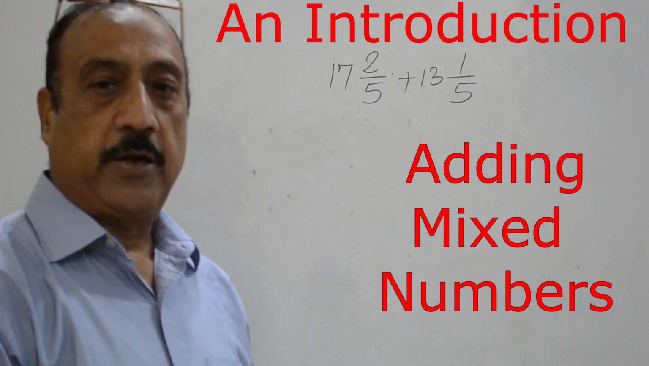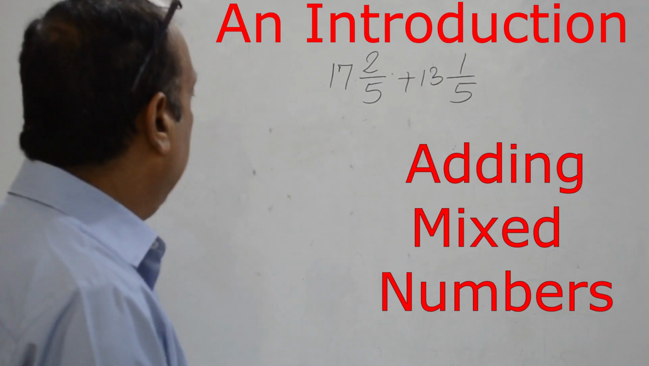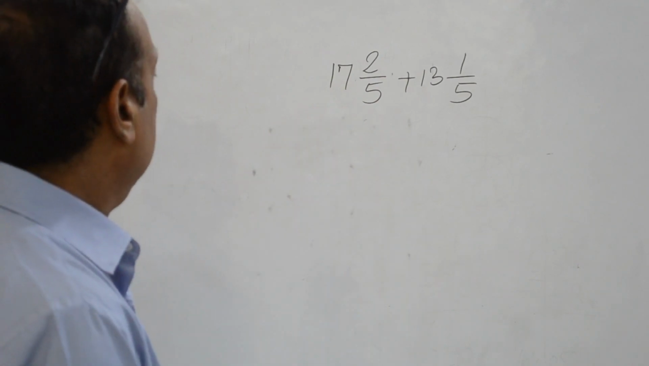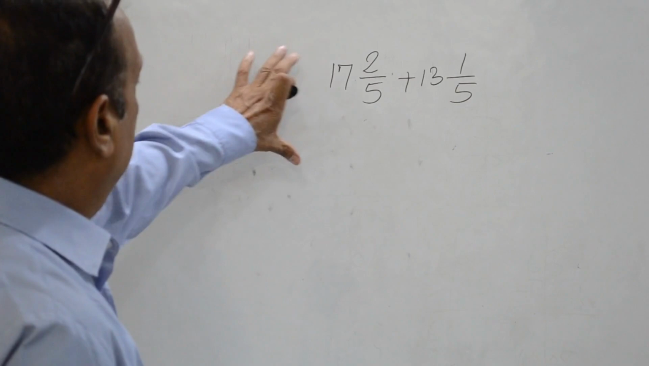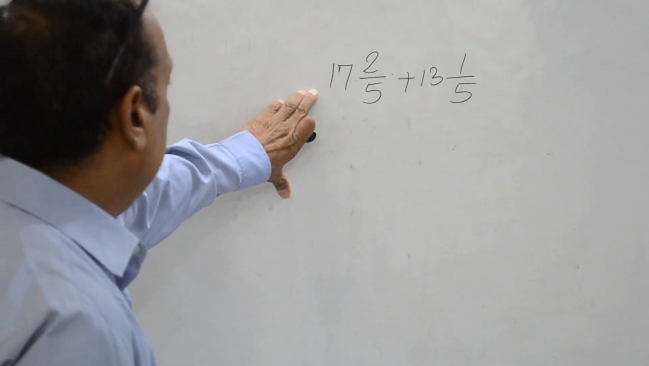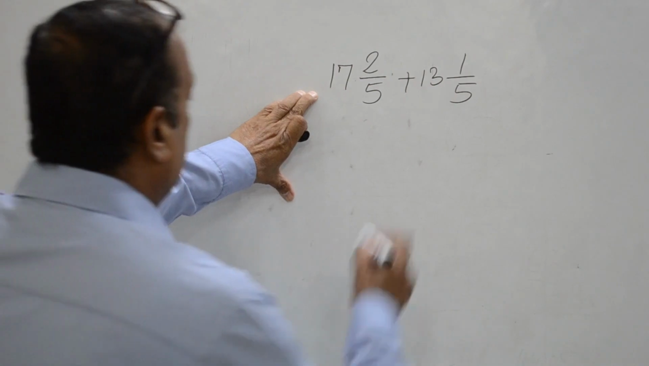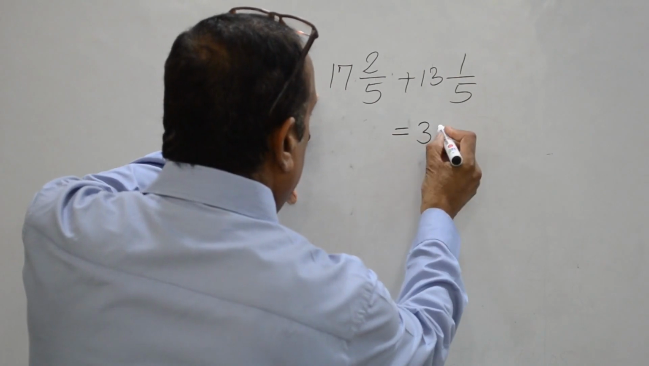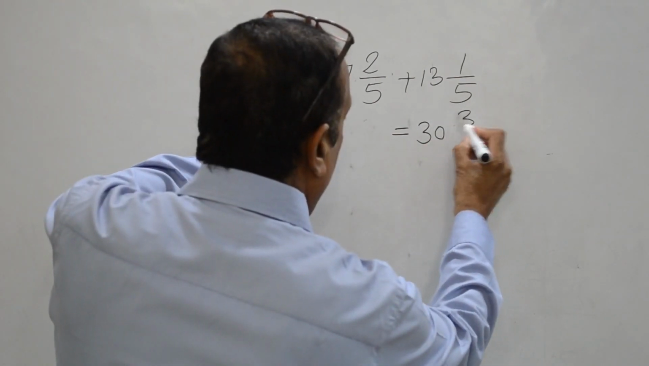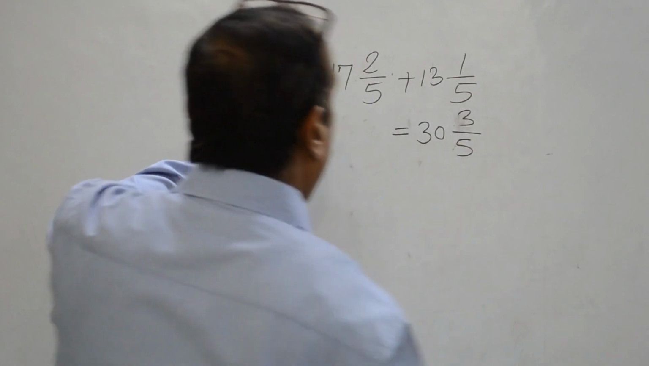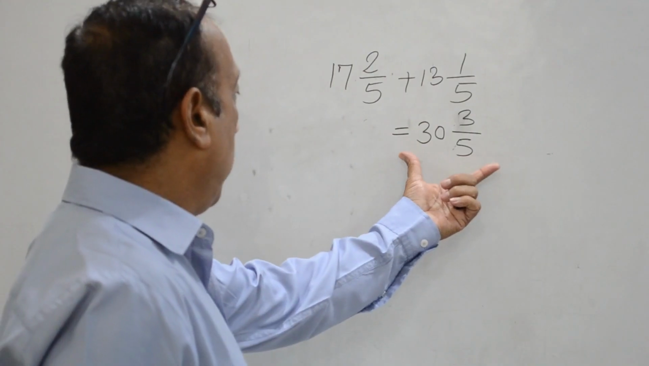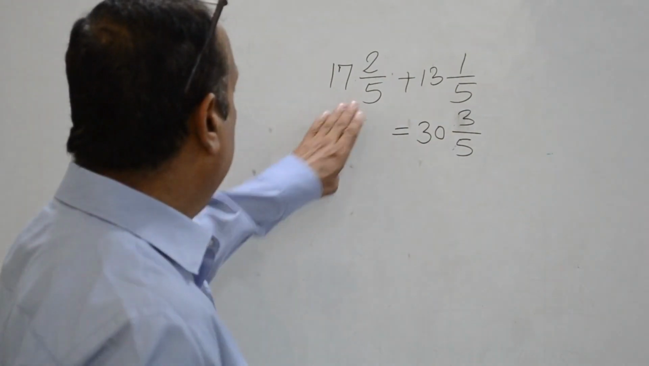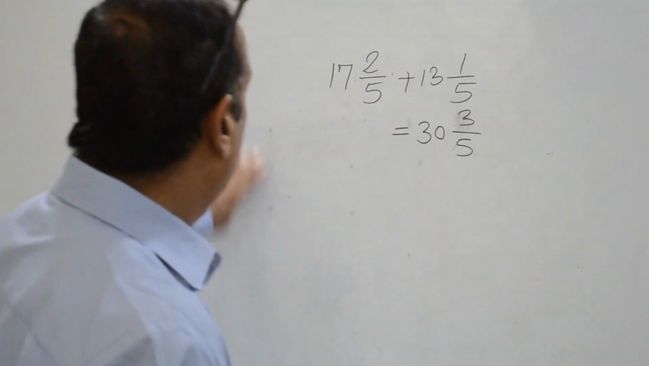Now we are going to learn a faster way of adding mixed numbers. For example, without doing any calculation, I can make out that the answer of this problem is 33 upon 5. Before knowing how I have calculated this, let us know some fundamentals about mixed numbers.